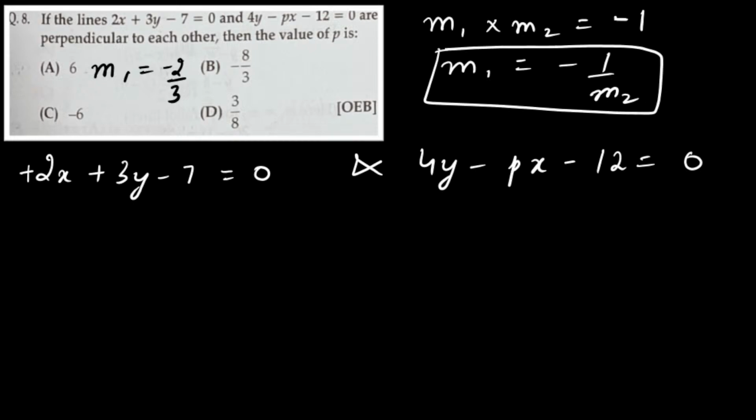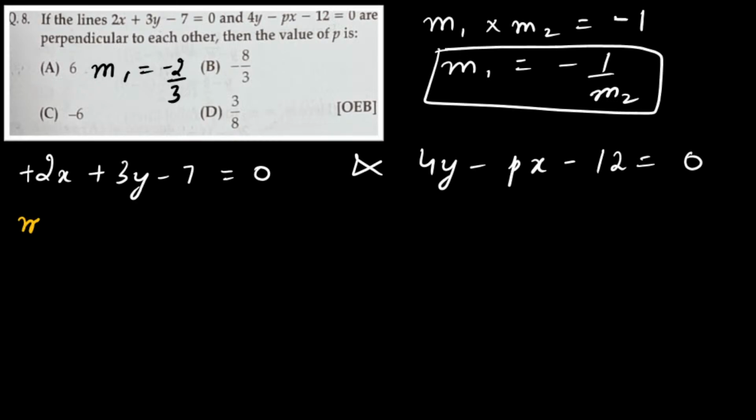Can you tell me what will be the slope of the second line? The lines are perpendicular to each other. So from this line itself, can you tell me what is the slope of the second line? If the slope of the first line is minus 2 by 3, yes, it is 3 by 2.